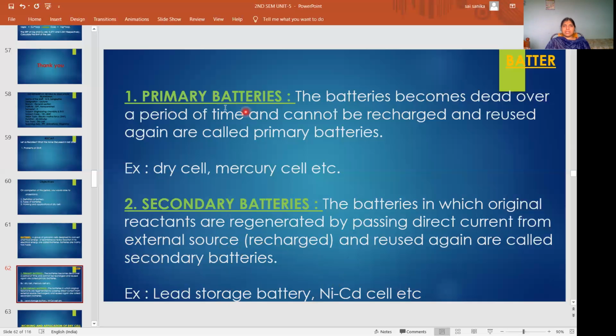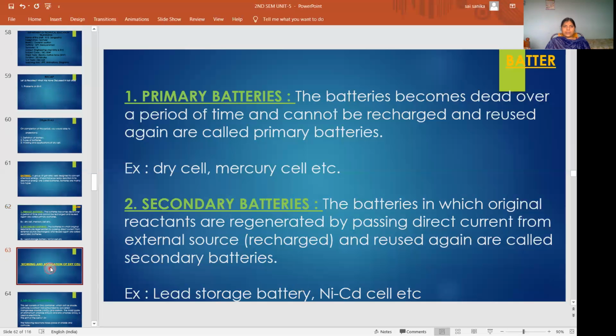Primary battery means it cannot be recharged. It can be used for a period of time. For primary batteries, examples are the dry cell and the mercury cell. In your syllabus you have the dry cell, you don't have the mercury cell. Only one primary cell, that is the dry cell. Secondary batteries are rechargeable and are used again and again. Examples are the lead storage battery and nickel cadmium cells. These two cells are in your syllabus, and we will study these two cells also.